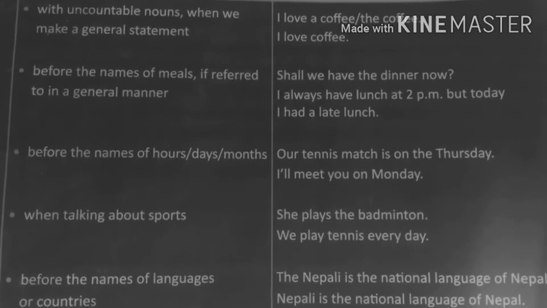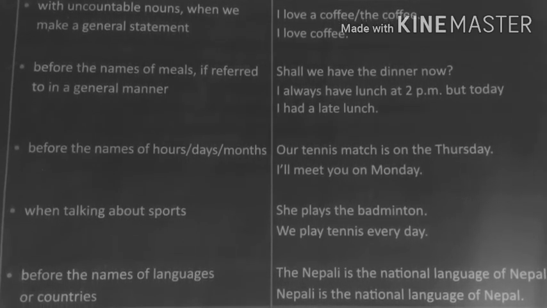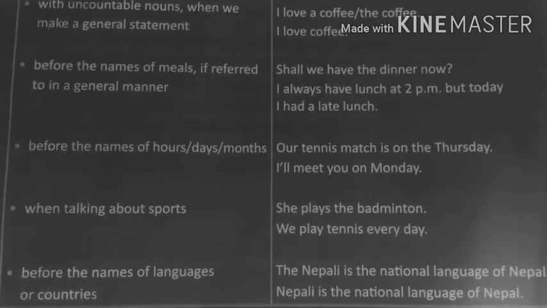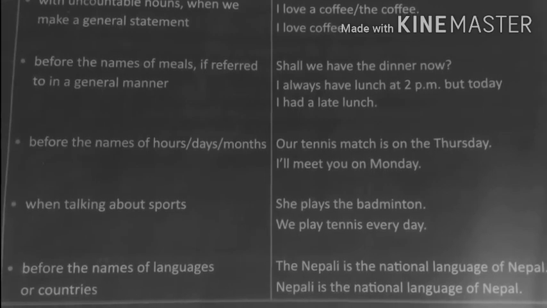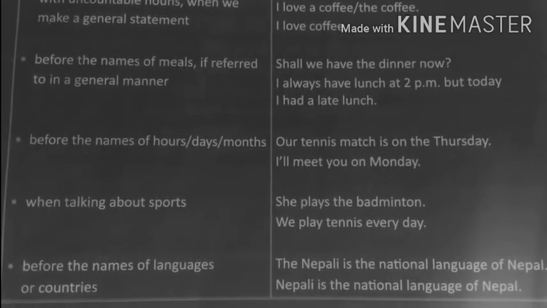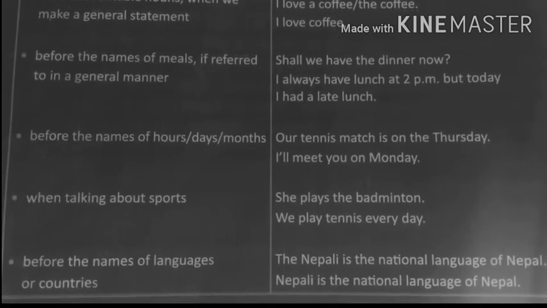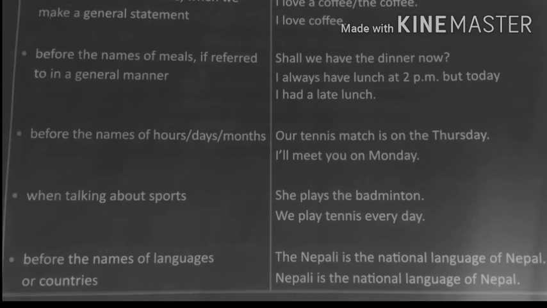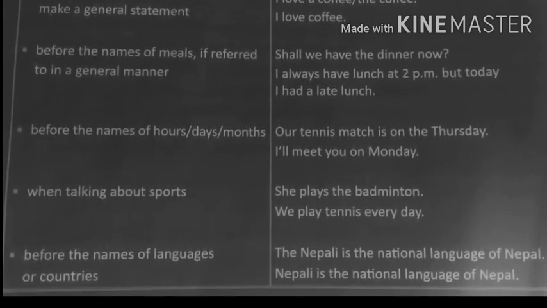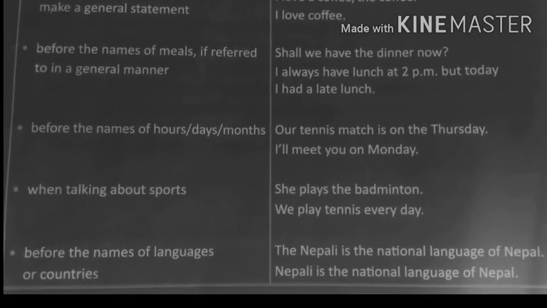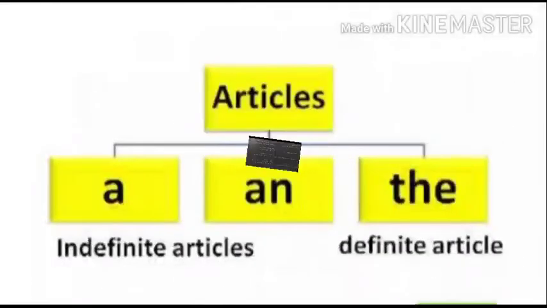So articles are not used before the names of languages or countries. The Nepali is the national language of Nepal. That is incorrect. Nepali is the national language of Nepal. So this is the correct sentence. But as I had already explained before, some countries use the. Not all the countries, but there are certain rules to that. I hope you understood the chapter well.